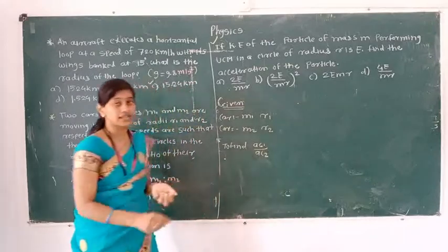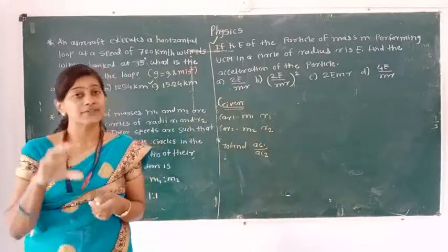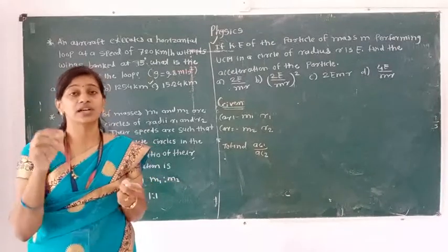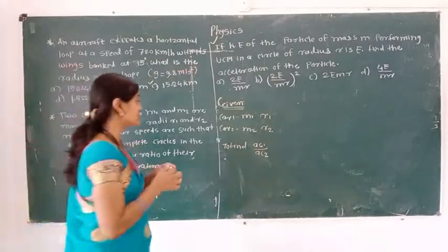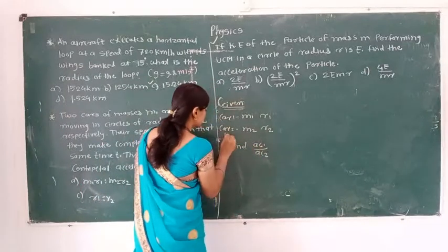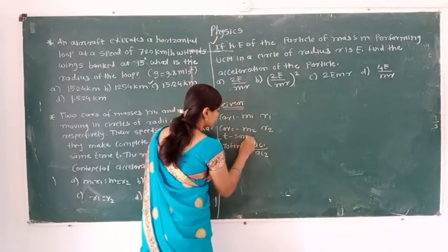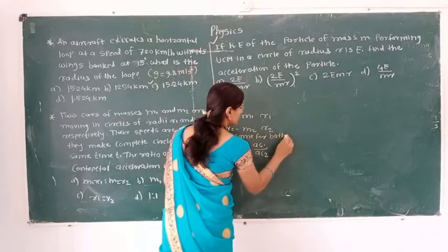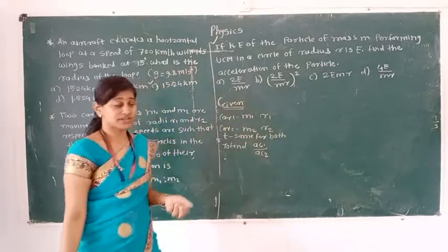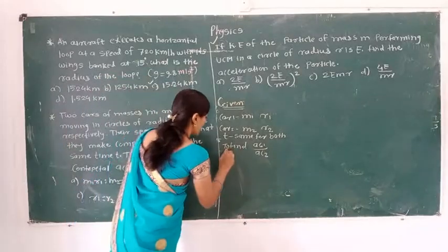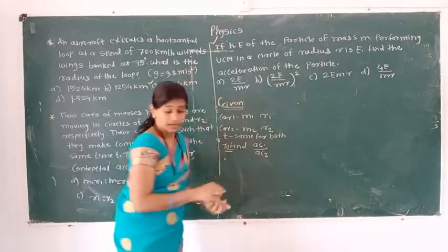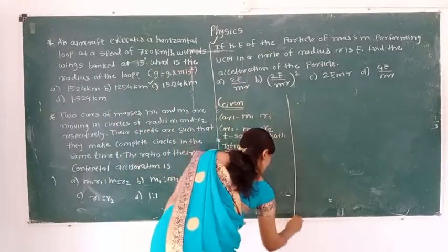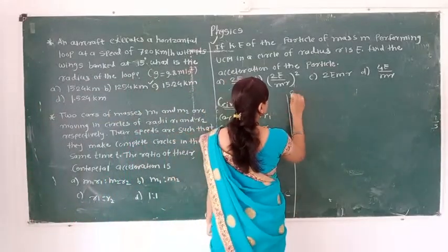Here one important thing is given: the two cars have speeds such that they both complete one revolution in the same time. This is the given information. That means T is the same for both to complete one revolution. That we have to use here. So as per the given information, we are going to solve that. See there, we know the solution.